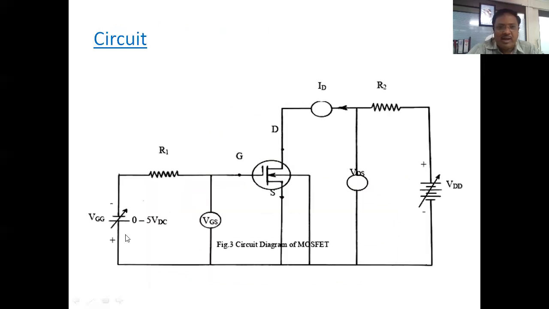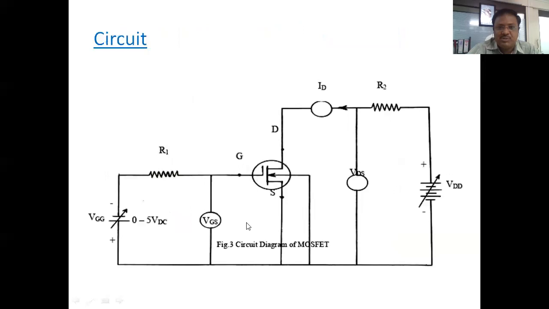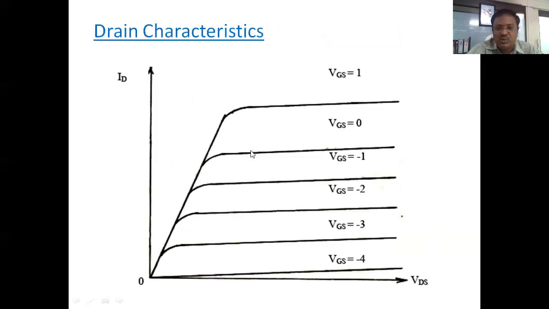Then if I apply minus 1 volt to the depletion N channel MOSFET, see, if I apply minus 1 volt to the gate, then what happens? The holes which are present in the P region will be attracted. Because of that, the depletion region here increases, which reduces the effective width of the channel. So if the effective width of the channel decreases, the current flow through that device also decreases.